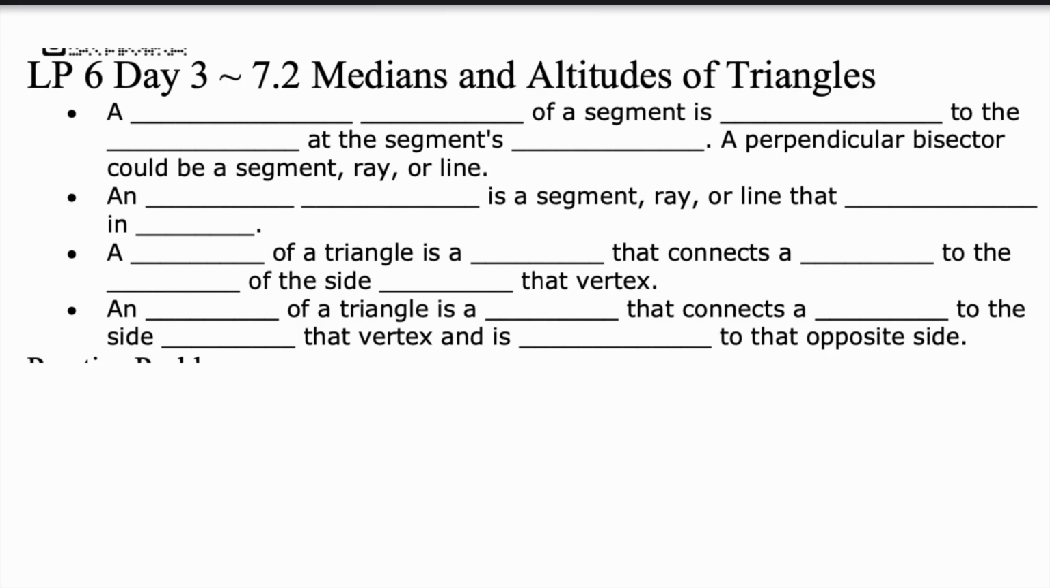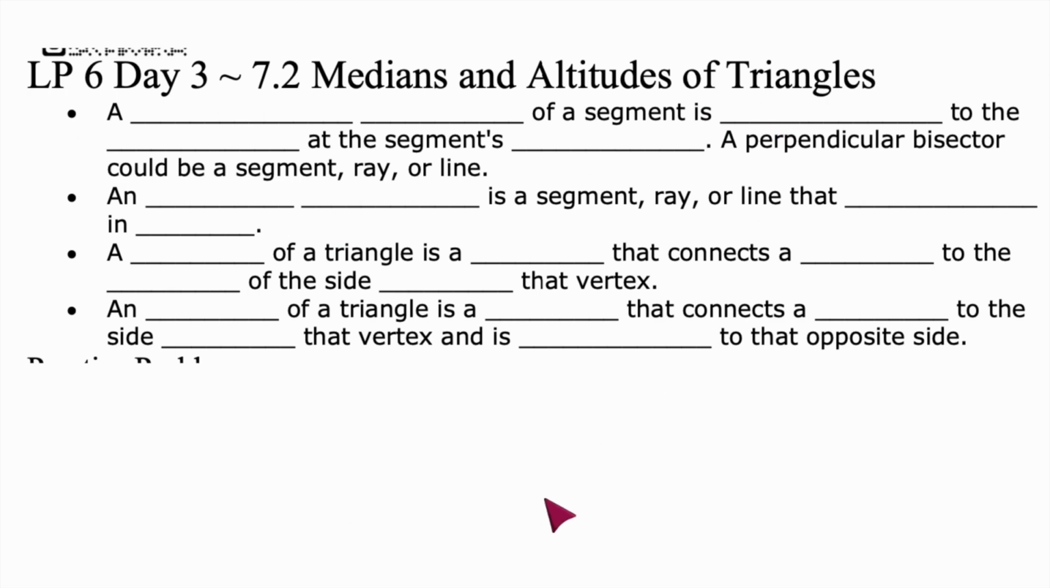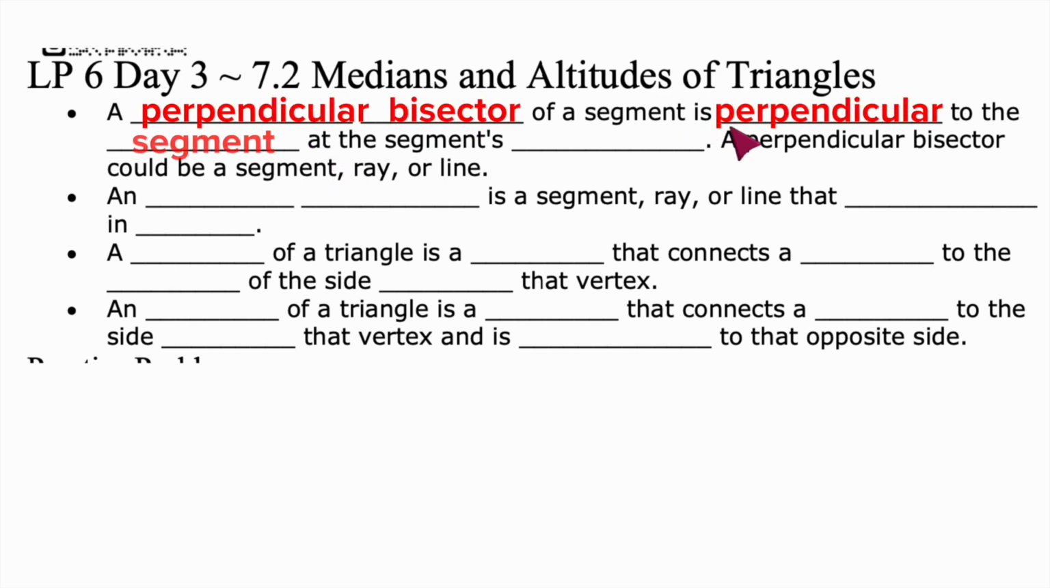So in this video, we are going to be looking at medians and altitudes again and identifying them within a triangle. So we're just going to review all of the definitions real quick. A perpendicular bisector of a segment is perpendicular to the segment at the segment's midpoint.